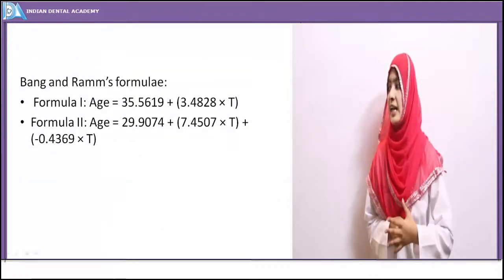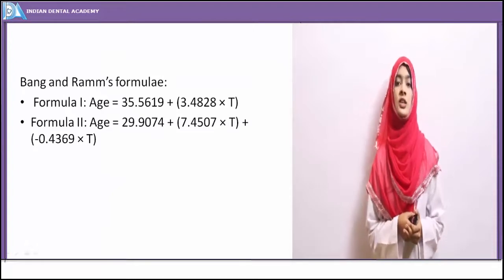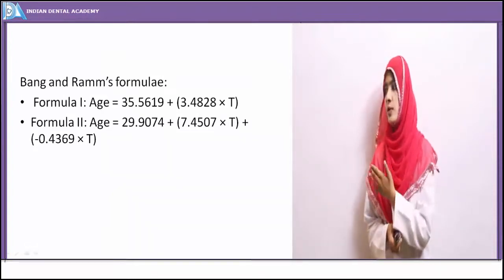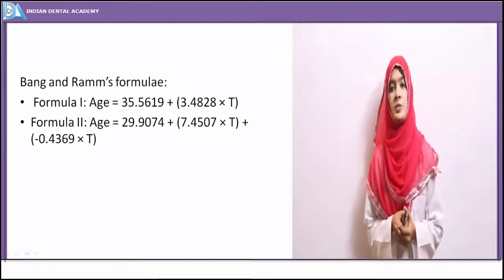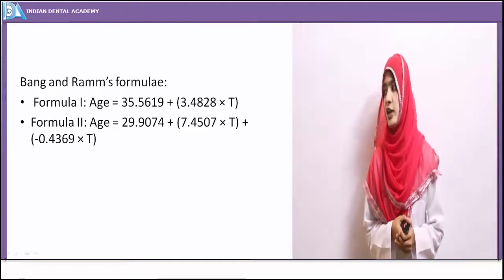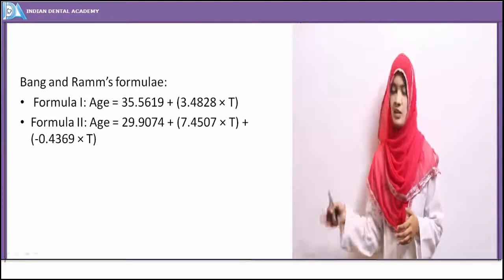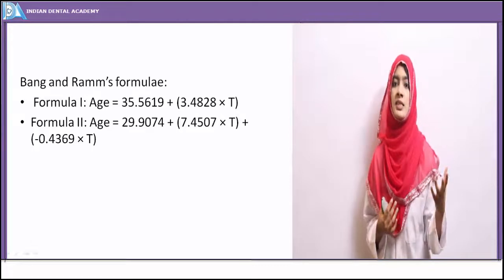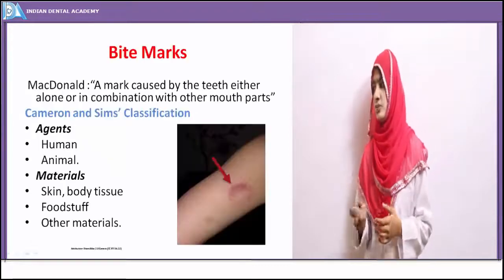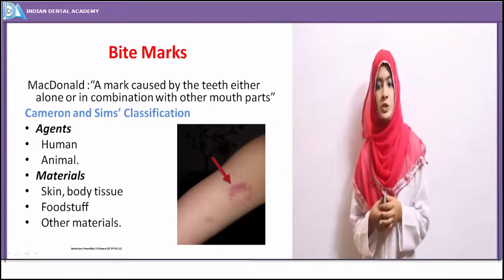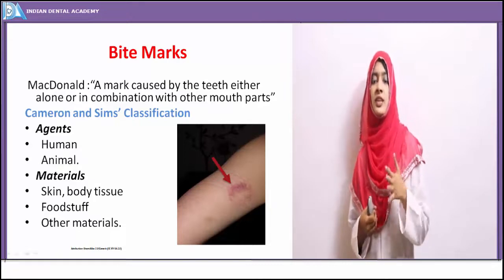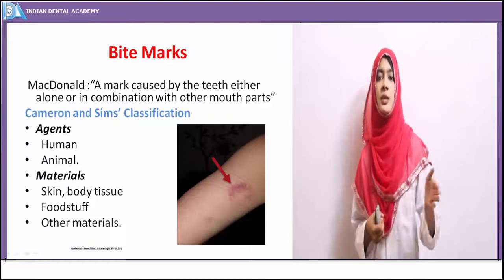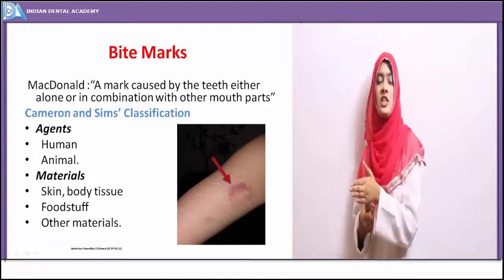Okay. So this Bang and Ramm's formula was used based on translucency to measure the age. He gave the formula as 35.5619 plus 3.4828 into T. T is the translucency length obtained either on the palatal side or buccal side, which helps us in identifying the age. And so the third molars were used, the dentin translucency, and sometimes incremental lines of cementum deposited in the cementum during the later stages of life.